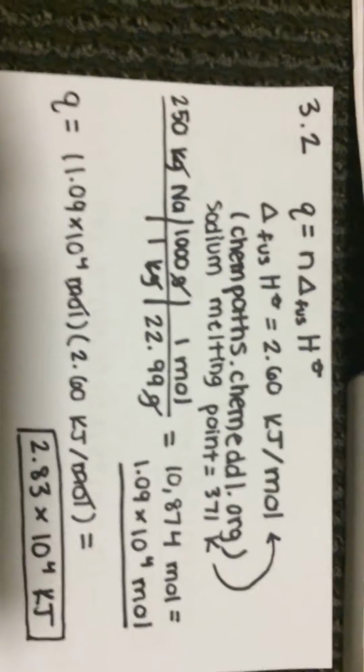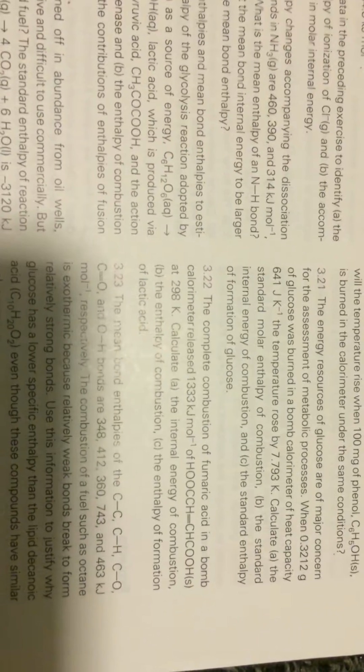And now we're going to move on to chapter 3, number 22, which is right there. This problem reads, the complete combustion of fumaric acid in a bomb calorimeter released 1333 kilojoules per mole of fumaric acid at 298 kelvins. First we're going to calculate the internal energy of combustion.